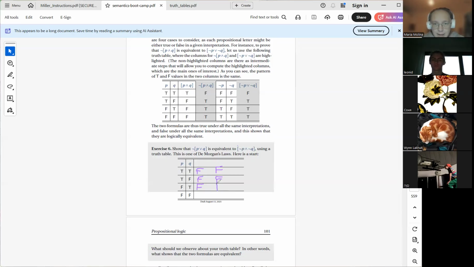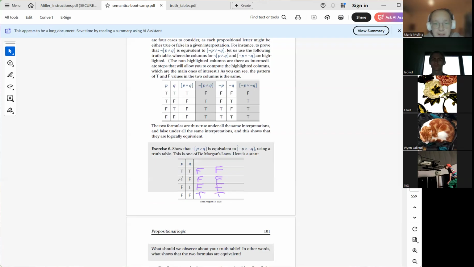False again. If they're both false, what do we get in negation of P or Q? True. And what do we get here? True again, because we have true and true, right? We get true out of this formula.